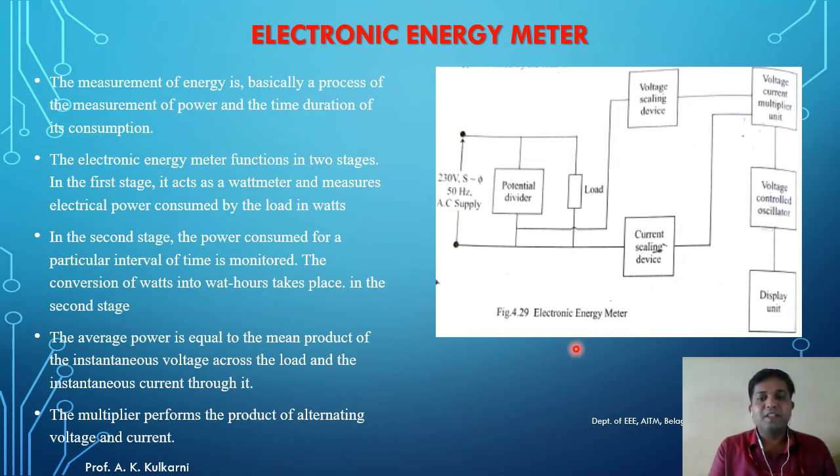So once again I will explain. It consists mainly of the potential divider, voltage scaling device, current scaling device, voltage current multiplier unit, voltage controlled oscillator, and display unit. Once the supply is given to the potential divider, current will start to flow through this load. Depending upon the load, if it has 3 or 4 fans, the amount of energy consumed will be more. If the load has only one fan, the energy consumption will be less.